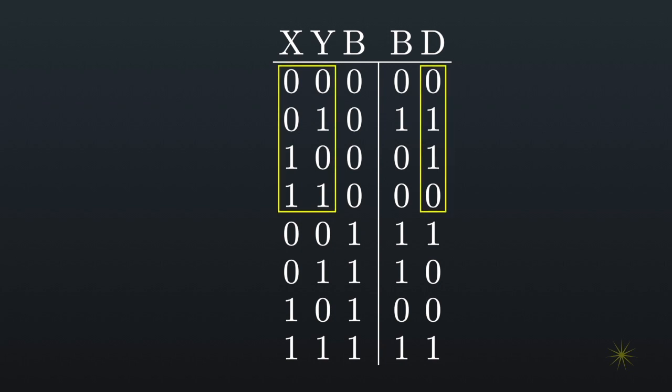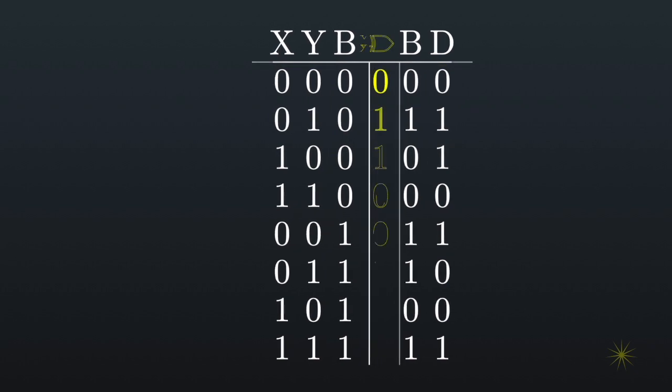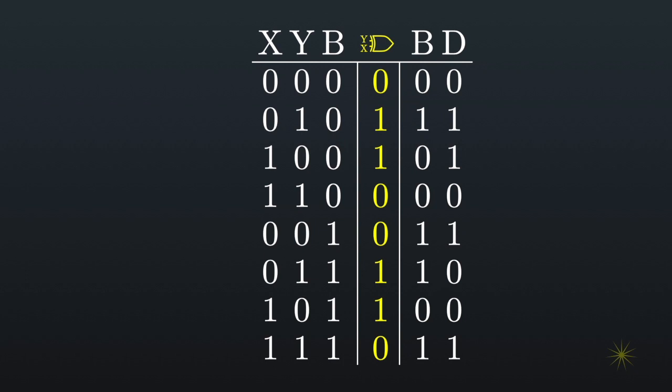A funny thing about these numbers, they're our old friend exclusive OR. D is 1 only if X or Y, but not both, are set to 1. So let's add a new column showing the results of X exclusive OR Y. That gets us part of the way there, but notice these numbers are the inverse. That is, we want D to be 1 when the exclusive OR column is 0 and vice versa.